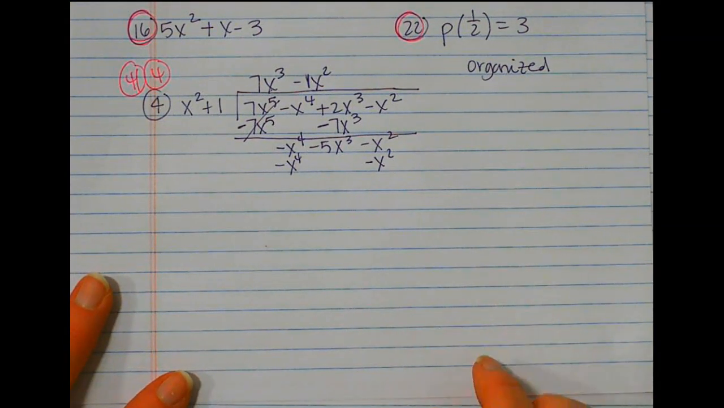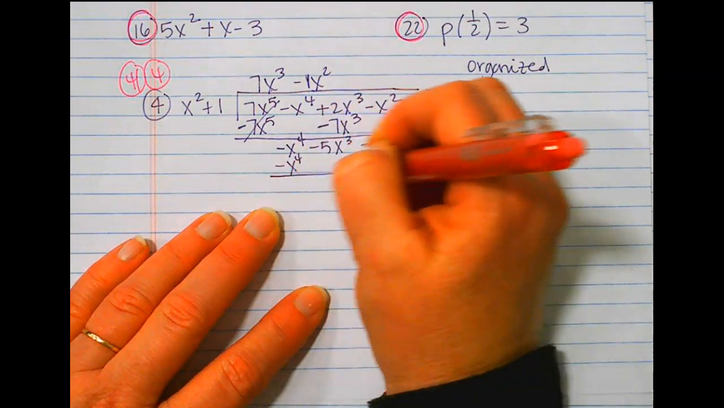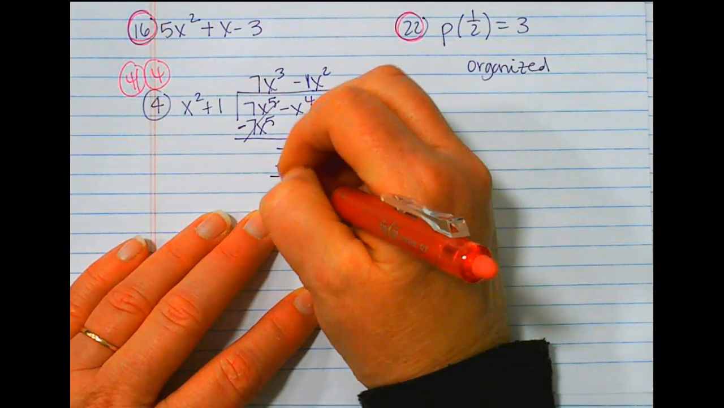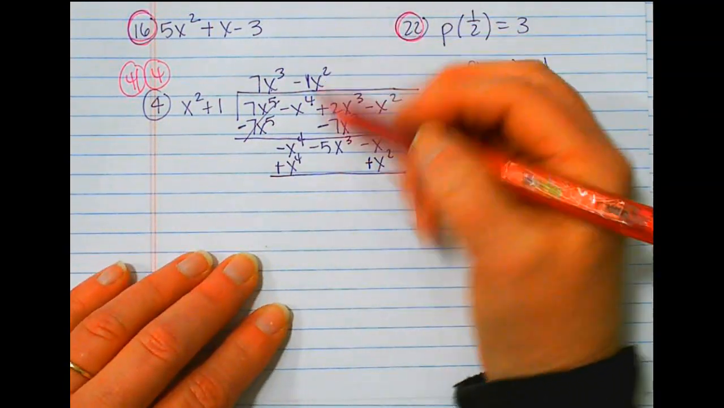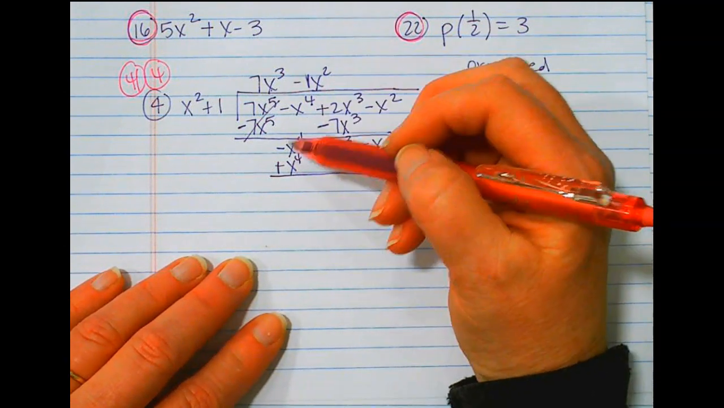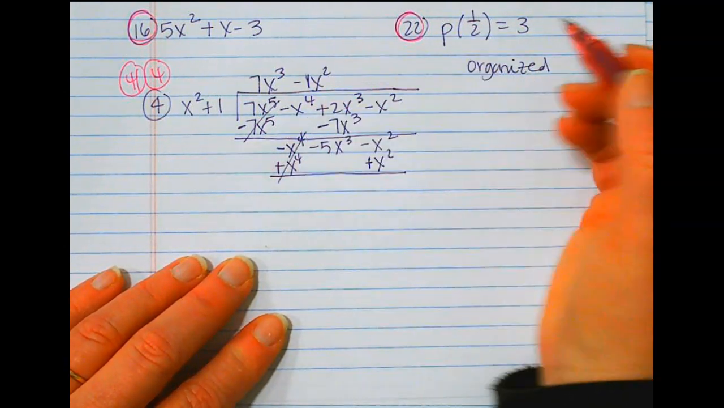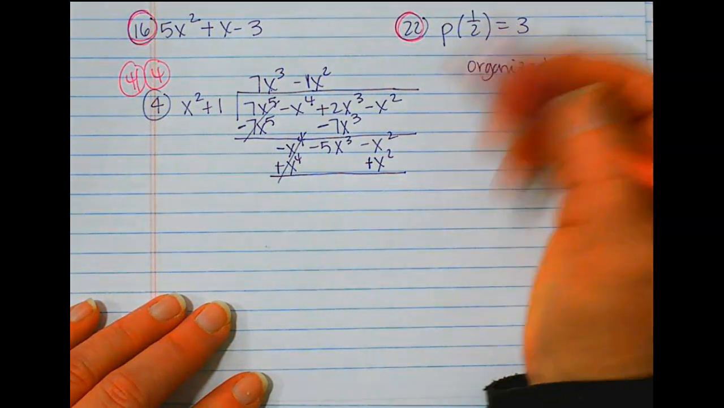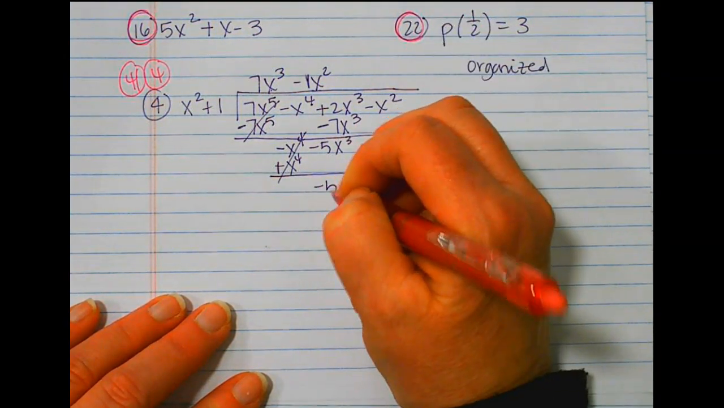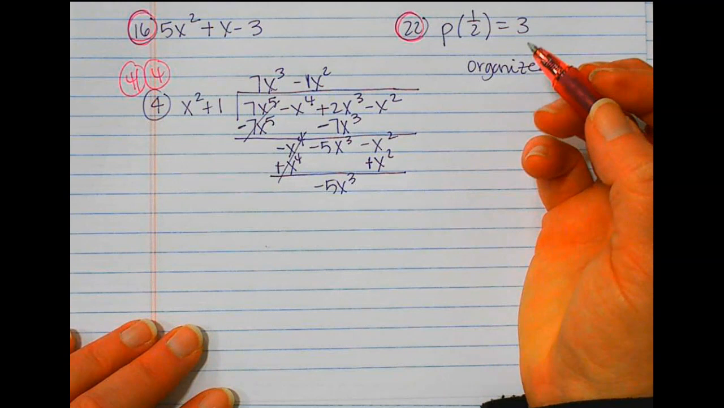And there we go. So now we draw a line. That's a reminder to change the signs. If we didn't change the signs, this guy wouldn't cancel. We need to be minus 1 and plus 1, so they cancel. Now when we add negative 5x cubed, we got nothing to add it to, so we just write it down.